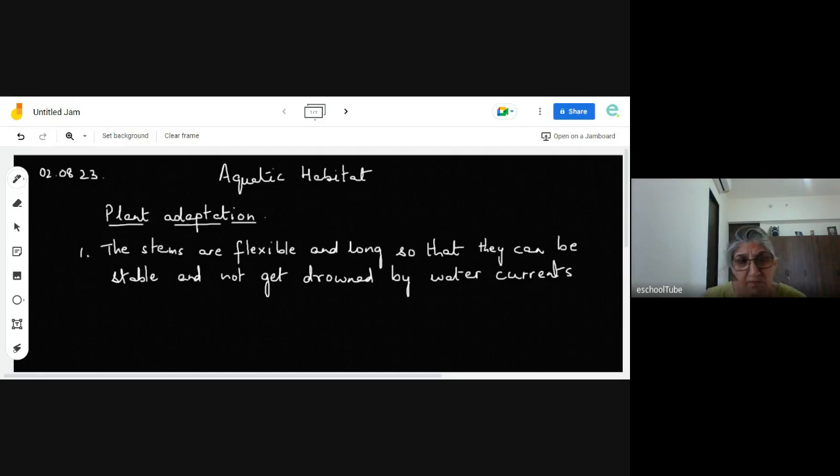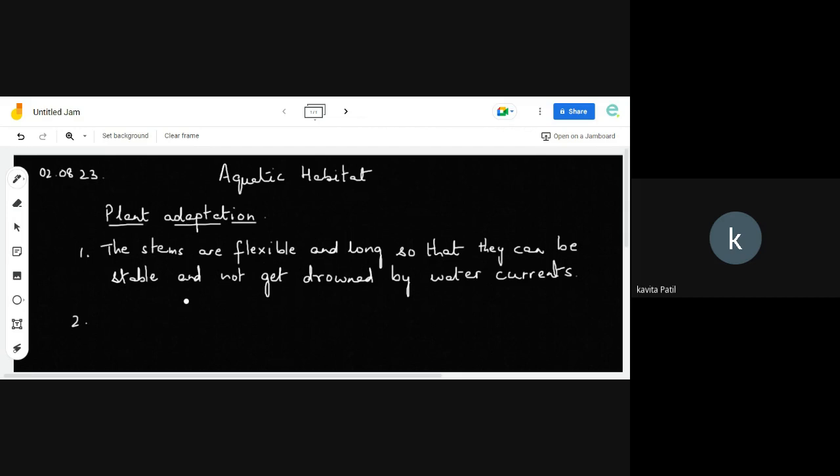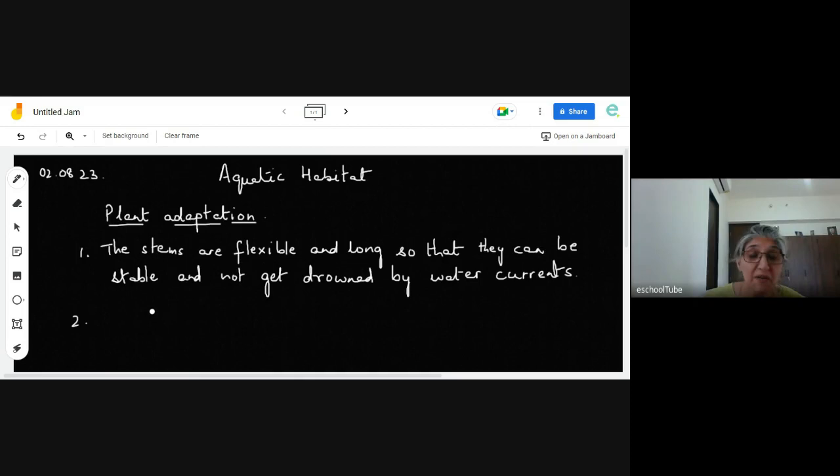What is the other adaptation, Ananya? Yukti, you understood this? Ma'am, I was meaning that only. You wanted to tell that only, but you did not find the right words to say. Doesn't matter. Yes, good. Never mind.